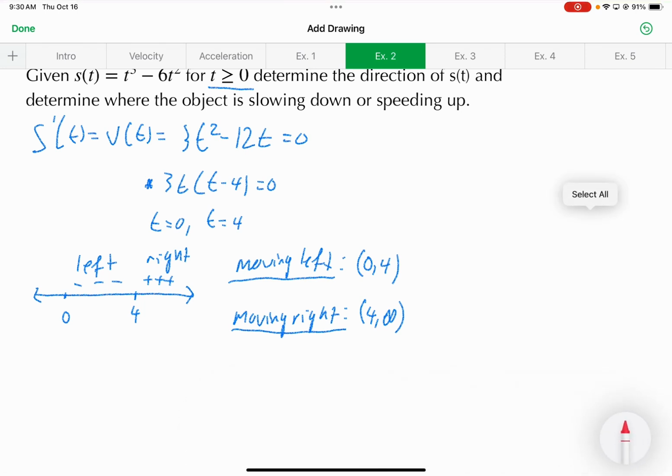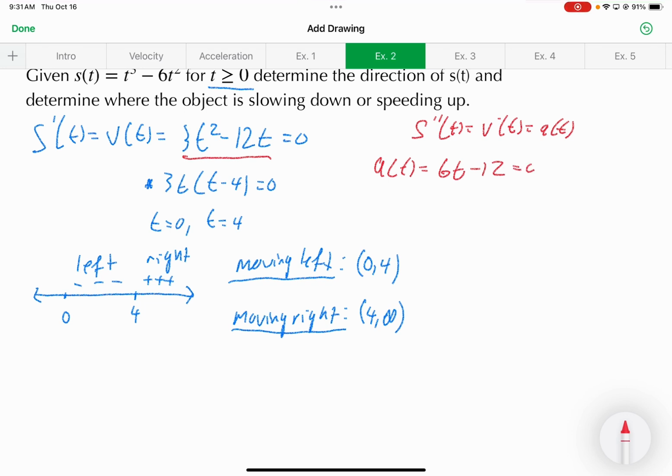Now I want to figure out if it's slowing down or speeding up. I need the acceleration to help me figure that out. So now I do s double prime of t, which is v prime of t, which is a of t. We want to figure out the sign of our acceleration, which will tell us where my velocity is increasing and where my velocity is decreasing. So a of t is just the derivative of this, so I would get 6t minus 12.